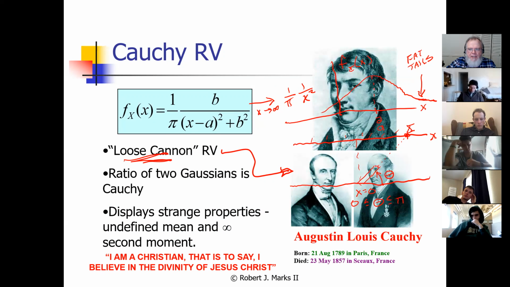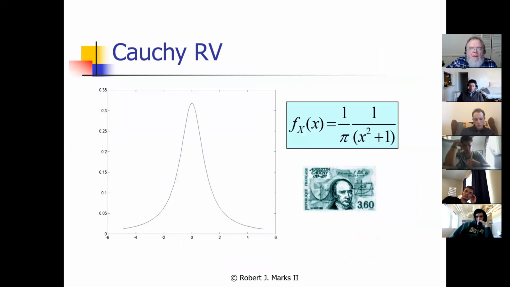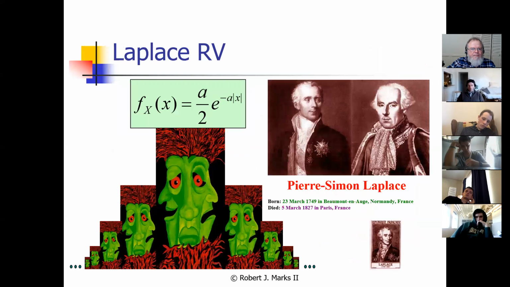This is Cauchy. He was born in Paris, and he was a French guy, and he was a Christian, as you can see on the bottom left. This is what a Cauchy looks like centered at the origin. And again, you'd look at this and say, oh, it's kind of like a Gaussian. No, it's very, very different from a Gaussian because it has very, very fat tails.